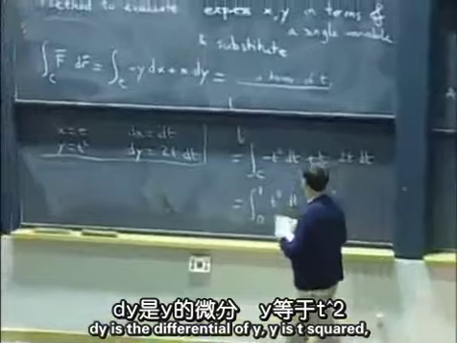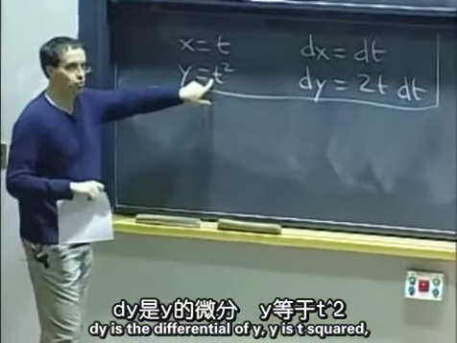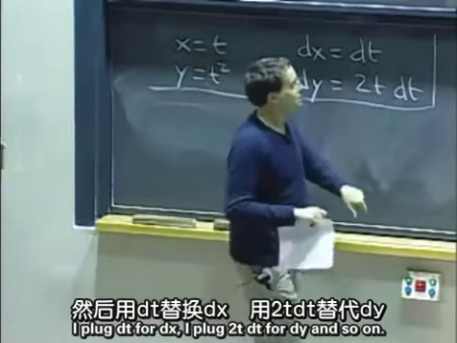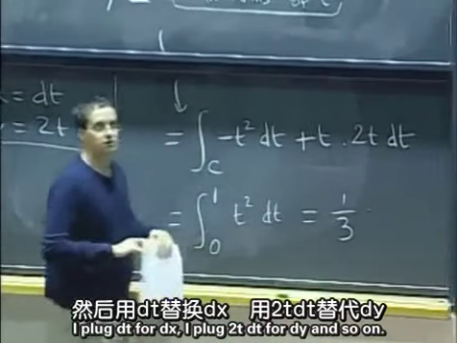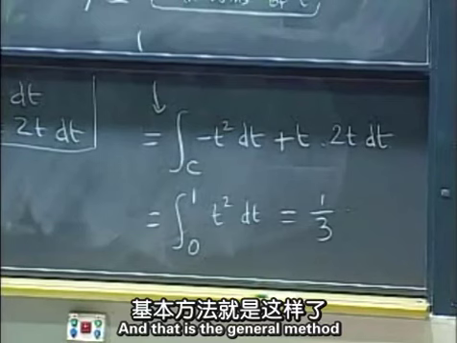Well, no, when you do dy, so what is dy? Dy is the derivative of y, it's the differential of y. Y is t squared, so I get 2t dt, okay? So I plug dt for dx, I plug 2t dt for dy, and so on. Okay, and that's the general method.